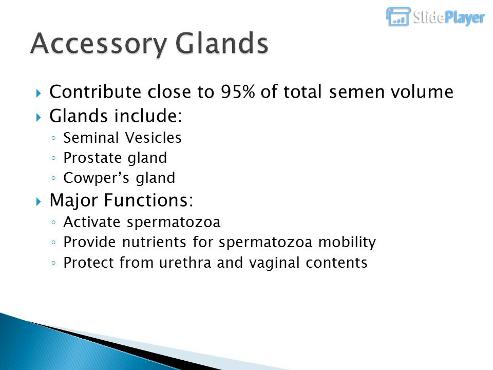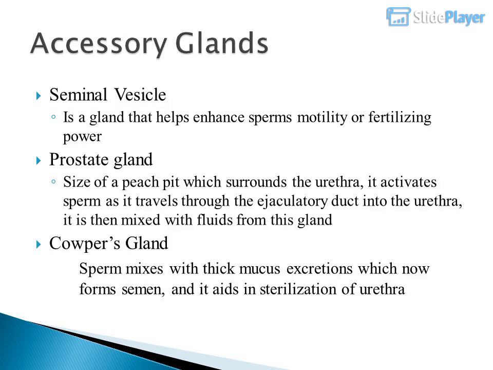Major functions: activate spermatozoa, provide nutrients for spermatozoa mobility, and protect from urethra and vaginal contents. Accessory glands: seminal vesicle, prostate gland. Cowper's gland is a gland that helps enhance sperm's motility or fertilizing power.